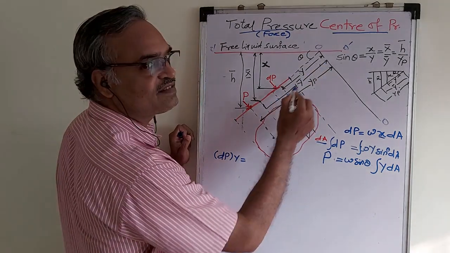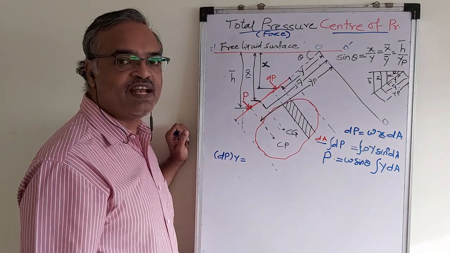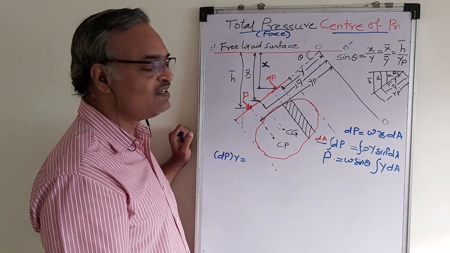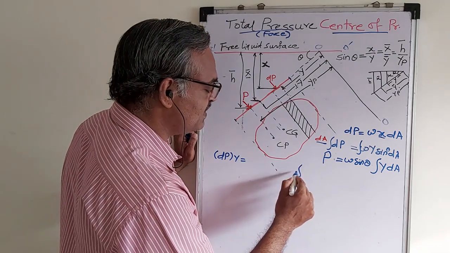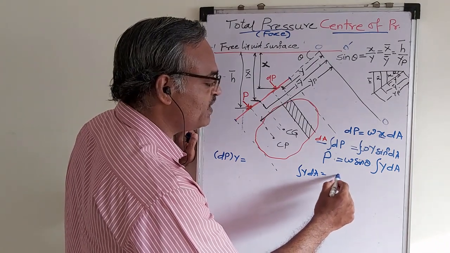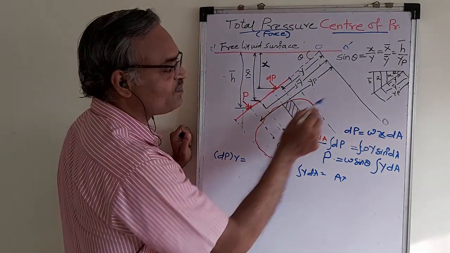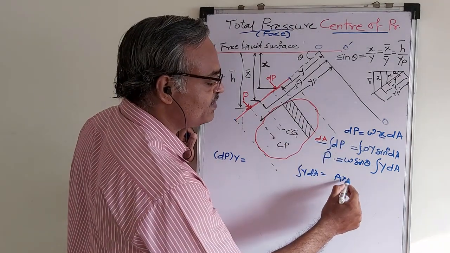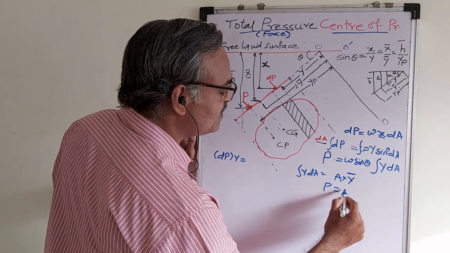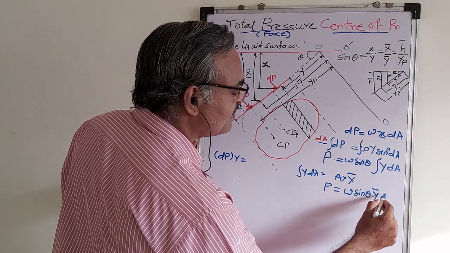Y is the perpendicular distance of this strip dA from this OO. And again, as we have seen in the last case, integration of y dA is the first moment of area, right? So integration of y dA is equal to the area of the whole body multiplied by the distance of its CG from this axis OO, which here we have denoted by y bar, right? So here this total pressure becomes W sin theta y bar into A.